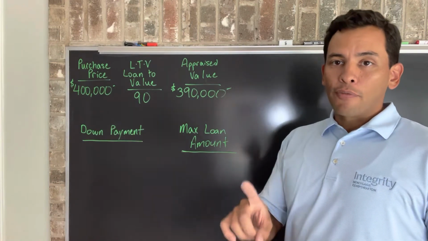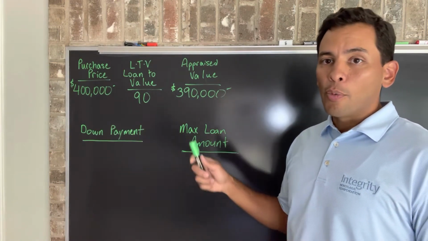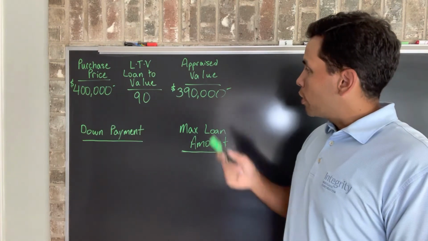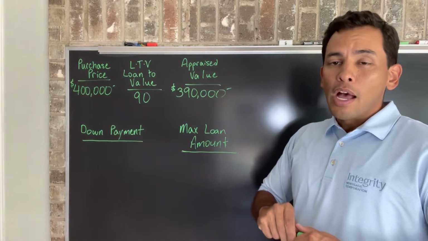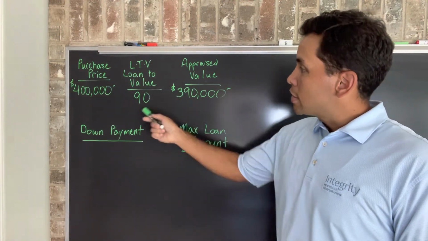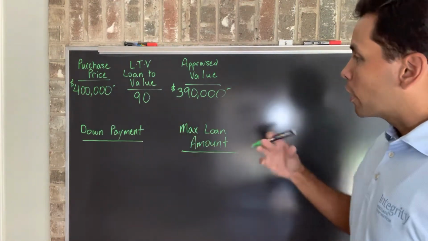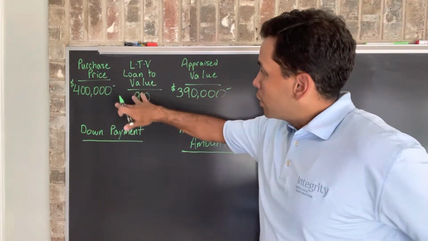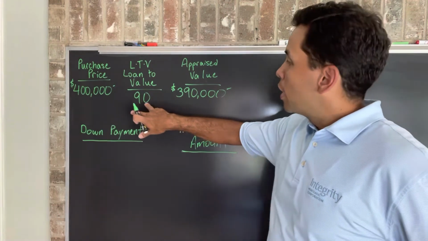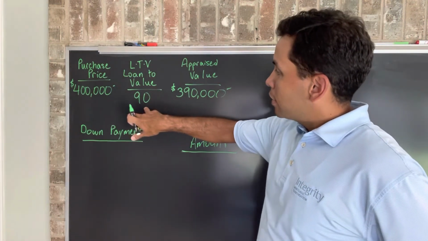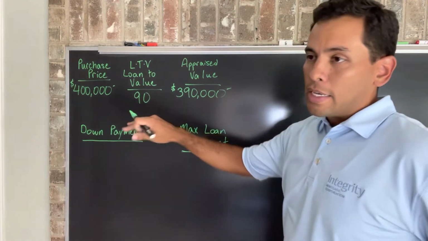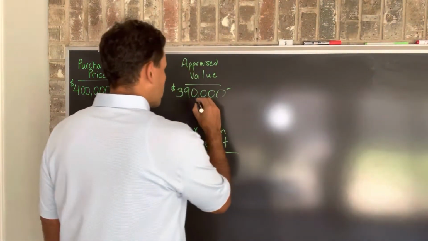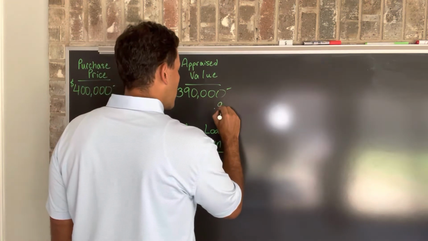What we need to do first is determine what the maximum loan amount is for a home that's valued at $390,000 if the LTV is 90. So we're going to need to determine $390,000 times the LTV as a percentage. An LTV of 90 is 90% or 0.90. So we'll multiply $390,000 times 0.9.